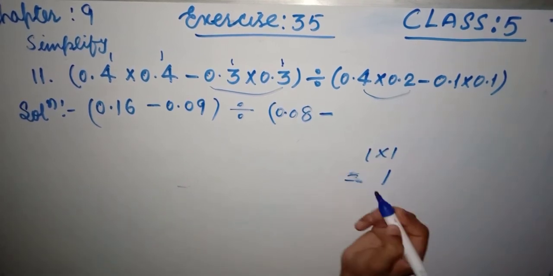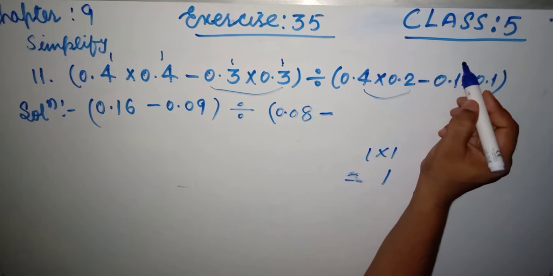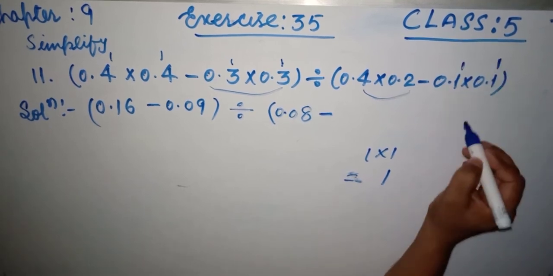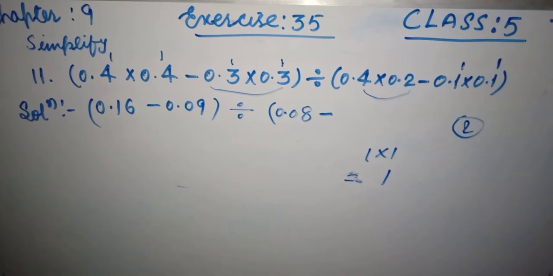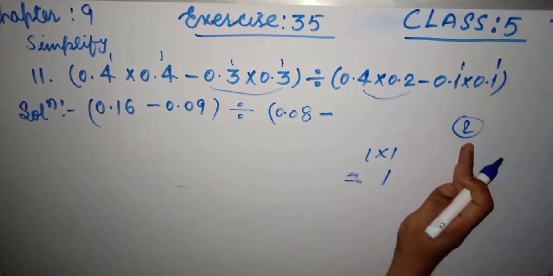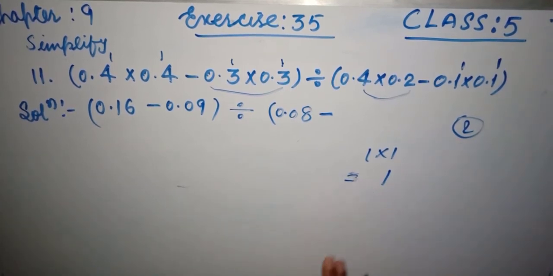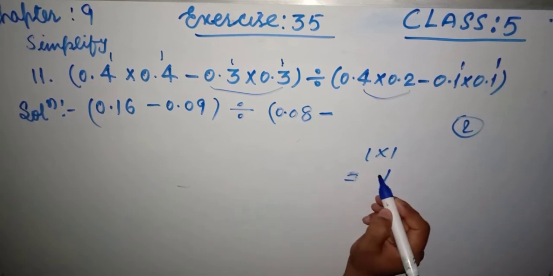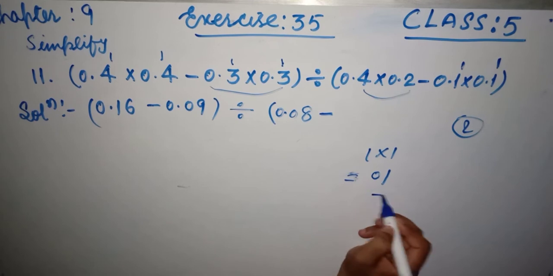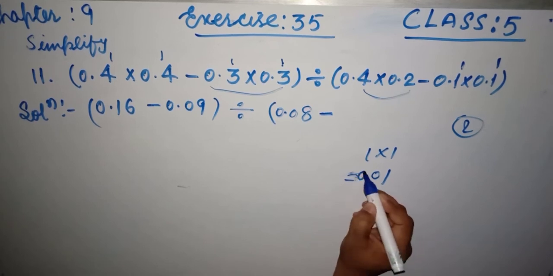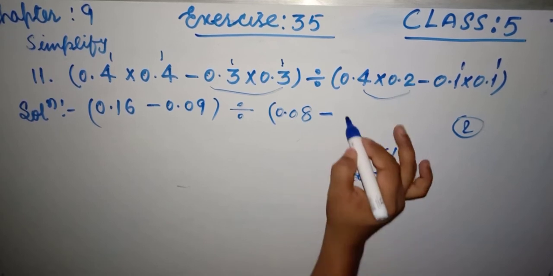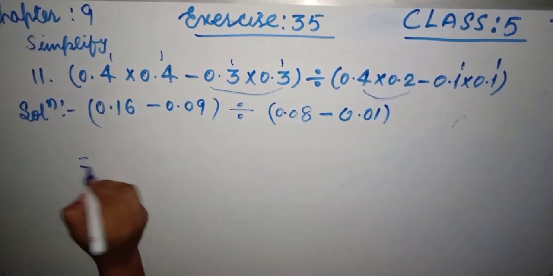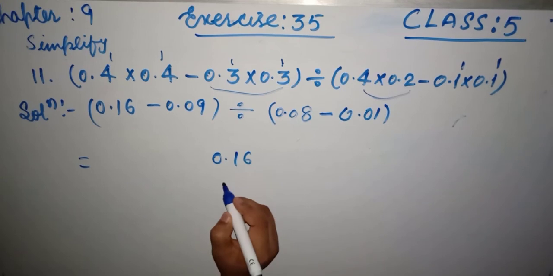Okay friends, but see, the number of digits after decimal is 1 here, and the number of digits after decimal is 1 here. 1 plus 1, 2, hence we can say the number of digits after decimal is 2. So we can place the decimal after multiplying 1 by 1, count the 2 digits from the right hand side and place the decimal. This is 0.01, so 0.01, friends. Okay, now see, subtract, friends.